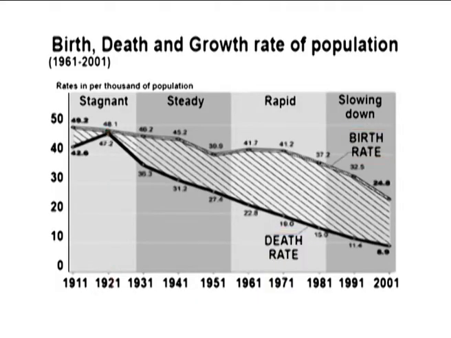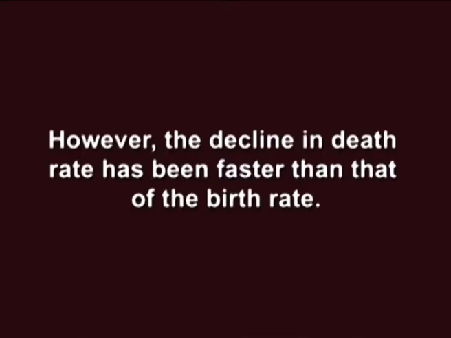If you study figure 1 carefully, you will find that death rate has been declining since 1921. The birth rate has also started declining during the same period. However, the decline in death rate has been faster than that of the birth rate. That is why the gap between birth rate and death rate has been widened, leading to increase in population.